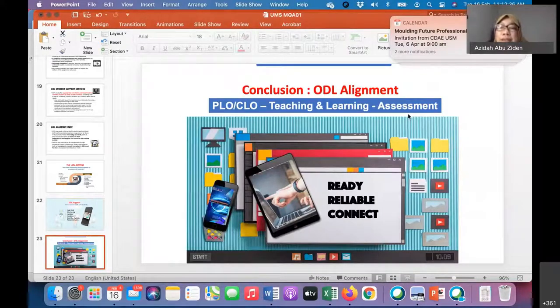Okay, let me answer. Does the institution or university have to design a specific end user license agreement for the ODL? This may be necessary in order to limit the liability of the university in terms of data breach, also to limit infringement of copyright and so on.